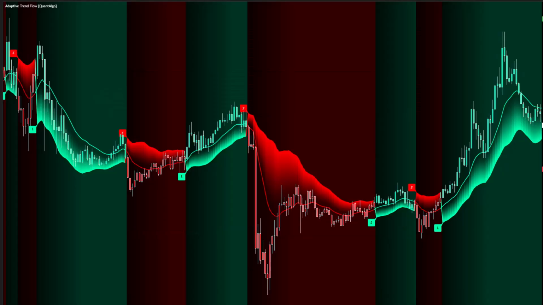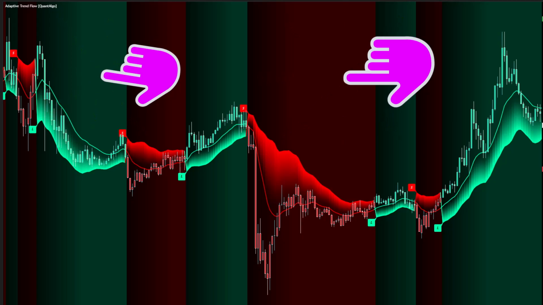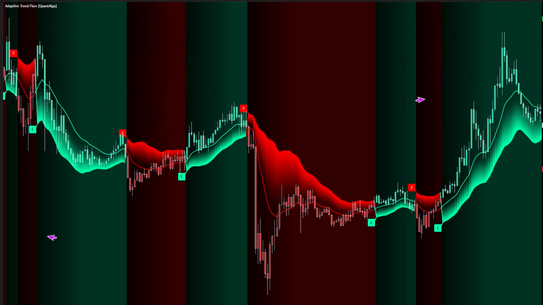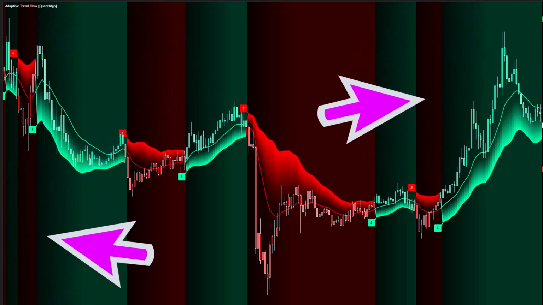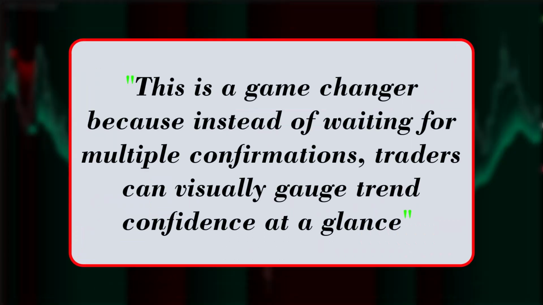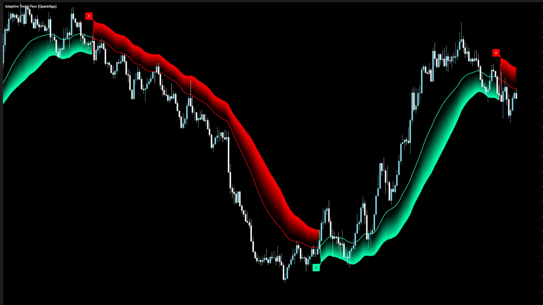Another unique feature is its color-coded gradient background, which helps traders instantly see trend strengths and duration. Bright, intense colors equal strong trends with conviction, and fading colors equal a weakening trend and possible reversal ahead. This is a game changer because instead of waiting for multiple confirmations, traders can visually gauge trend confidence at a glance. This indicator also provides direct trade signals.